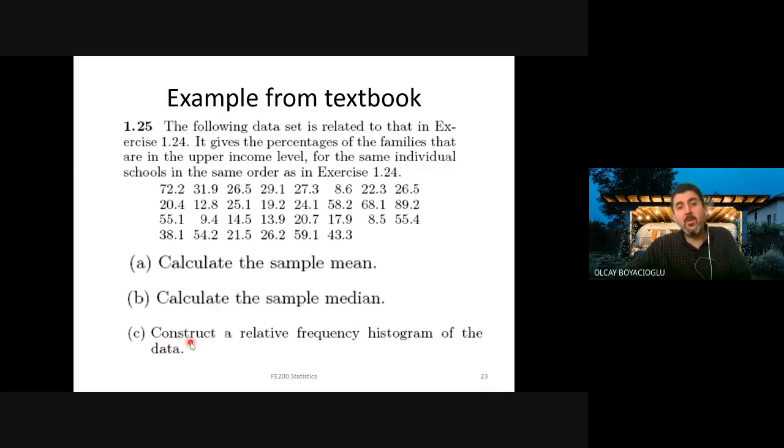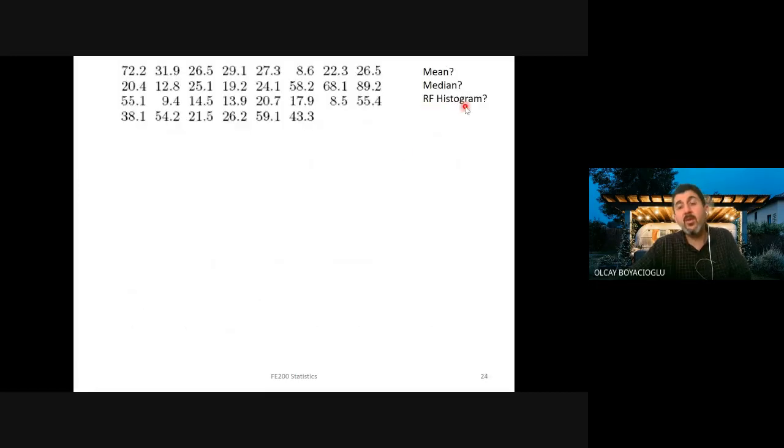And the last one is to construct a relative frequency histogram of the data. Constructing a relative frequency histogram.